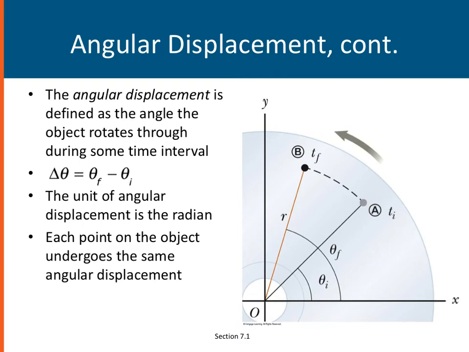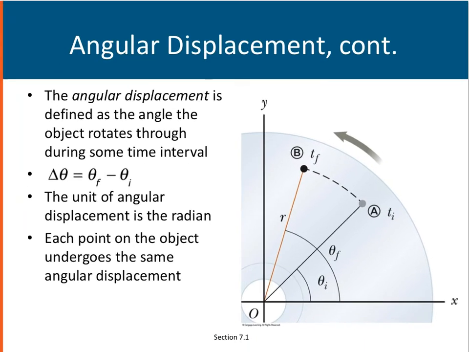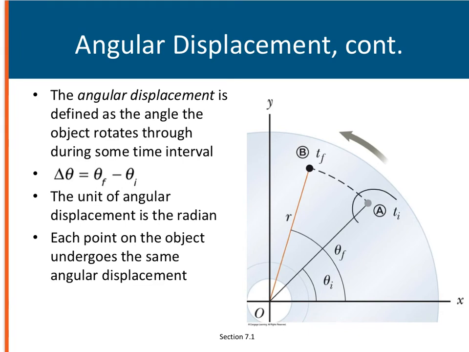So angular displacement is defined as the angle through which the object rotates in some time interval. So basically, if you're originally starting at point A here, then your theta initial is here. And if you were to move from point A to point B, then your change in theta would be this little piece, which would basically just be theta F minus theta I, which would be your change in position.